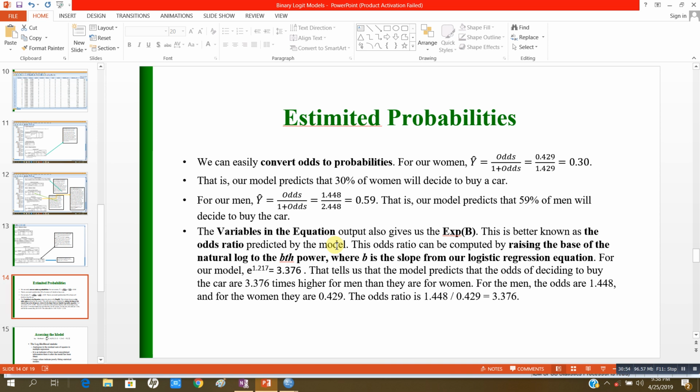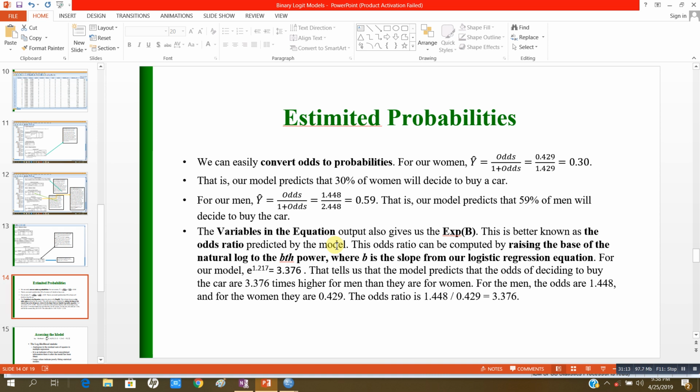For the men, the odds are 1.448, and for the women they are 0.429. So the odds ratio is 1.448 divided by 0.429, and that is equal to exactly 3.376.